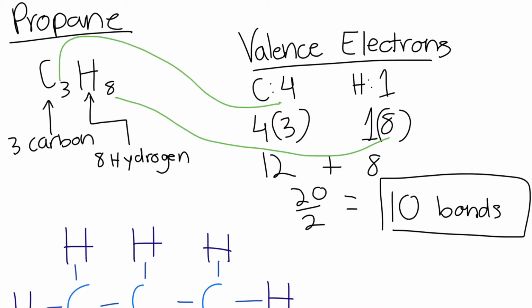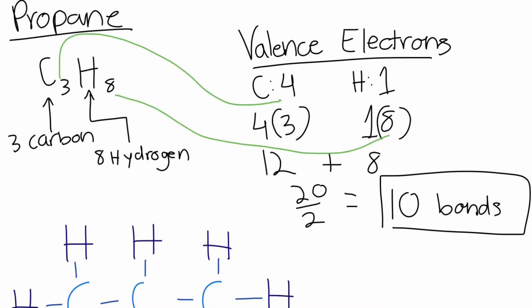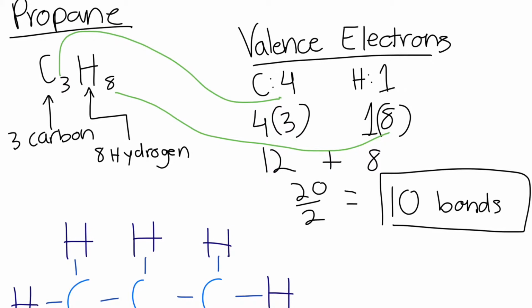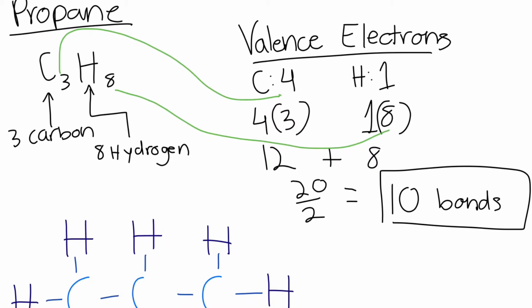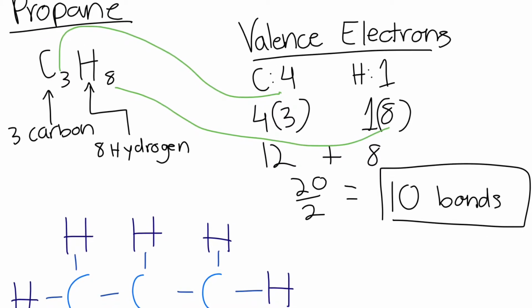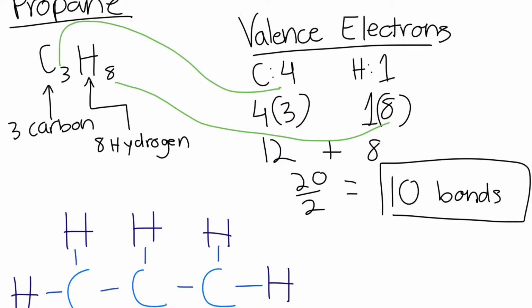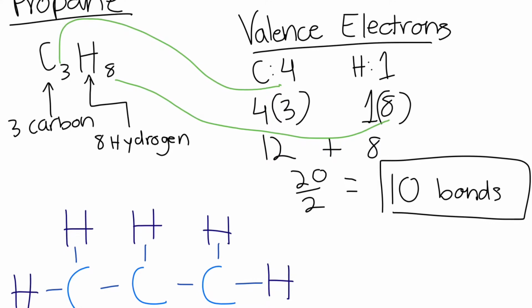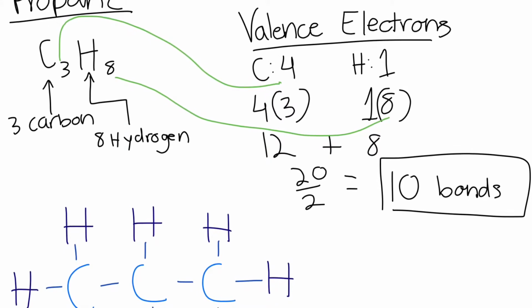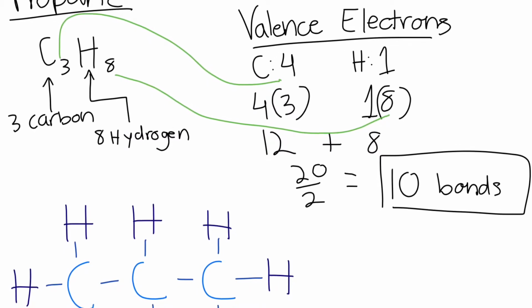C3H8, or propane, contains 3 carbon atoms and 8 hydrogen atoms. Carbon contains 4 valence electrons and hydrogen contains 1. In order to find out what the Lewis structure of this molecule will look like, you first have to multiply the number of valence electrons of both atoms by the number of atoms.